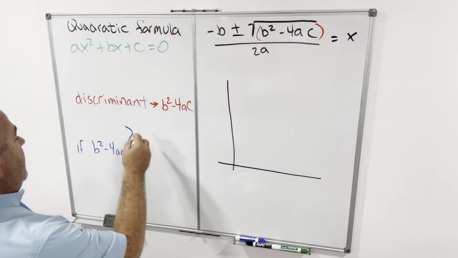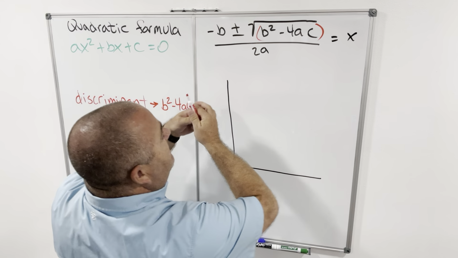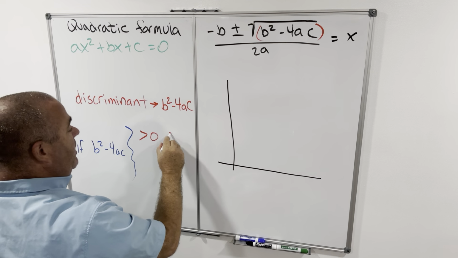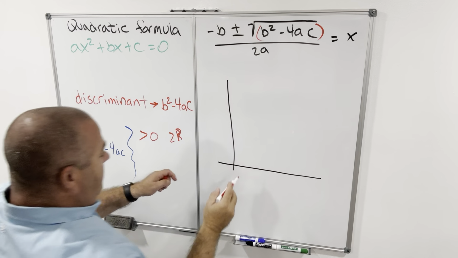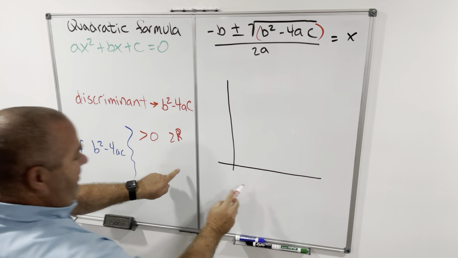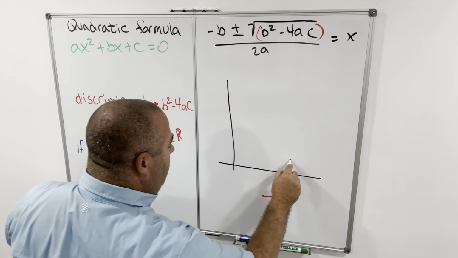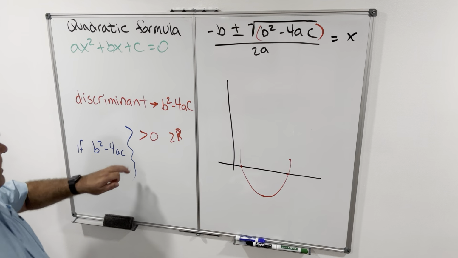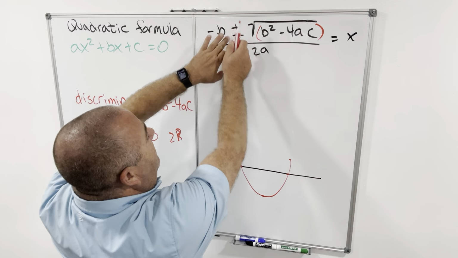And here's why. If the discriminant is greater than 0, then we can take the square root and we're going to come up with 2 real solutions. Meaning, let's say A is positive and it's opening up, that means it's going to begin down here below the x-axis somewhere and it's going to open up, and we're going to have 2 places that it crosses the x-axis.